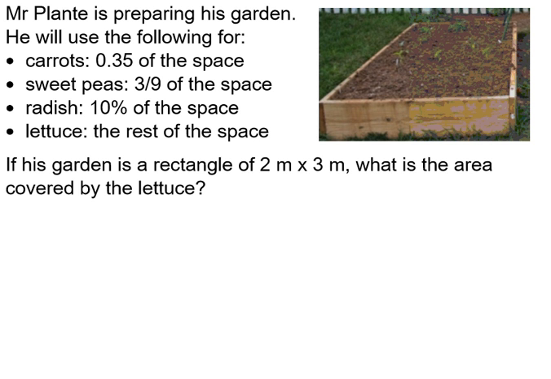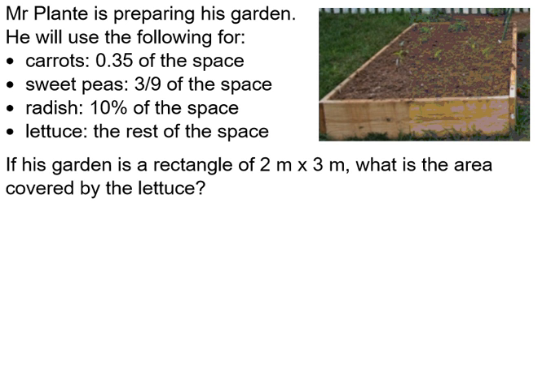Today we're going to talk about math stories that involve decimals, fractions, and percentages. So here's the first problem we're going to work with. Mr. Plant is preparing his garden. He will use the following for carrots: 0.35 of the space, or 35 hundredths of the space.